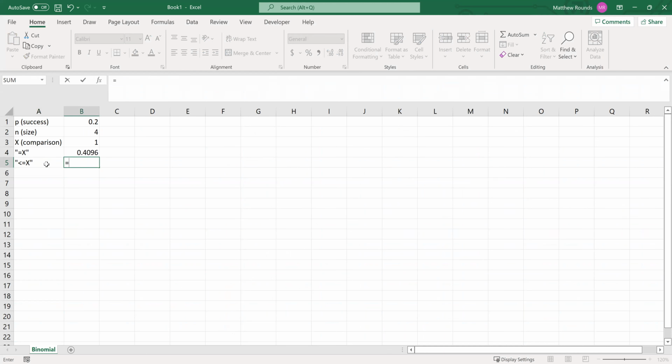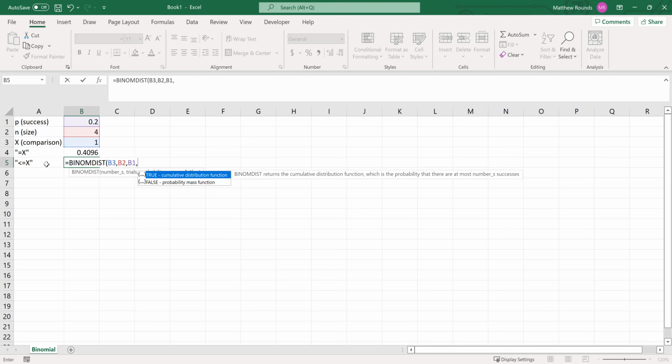I'm going to do the formula again here. It's 1 because that's our X value. The number of trials is 4. The probability of success is 0.2. This time it's what's called a cumulative, because it's adding them up, and we do that.